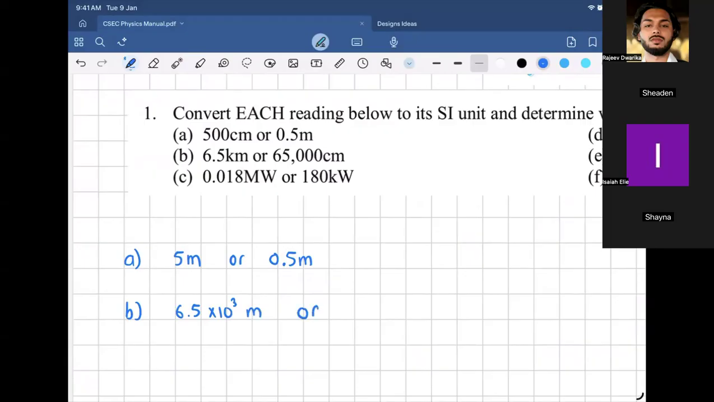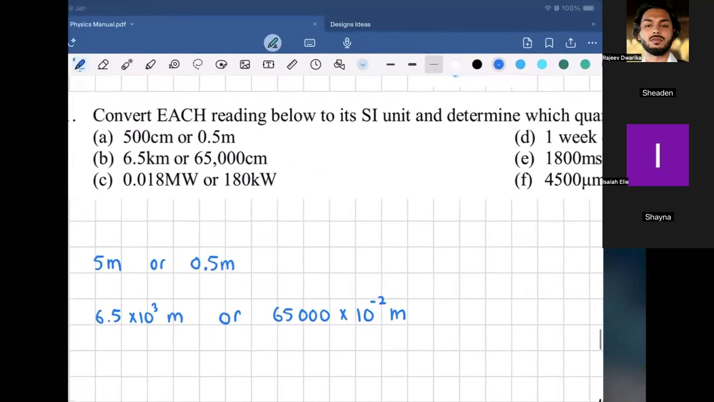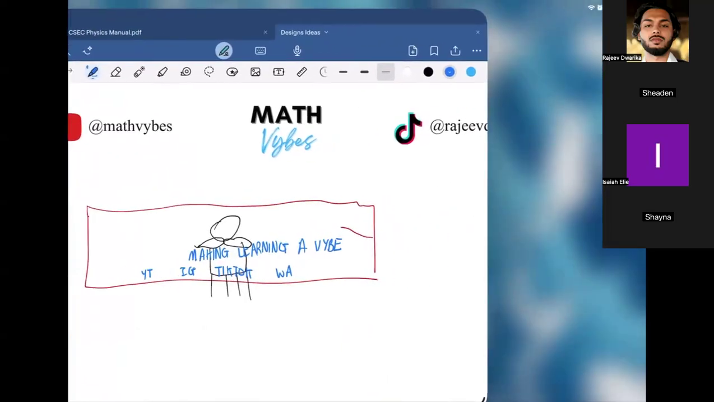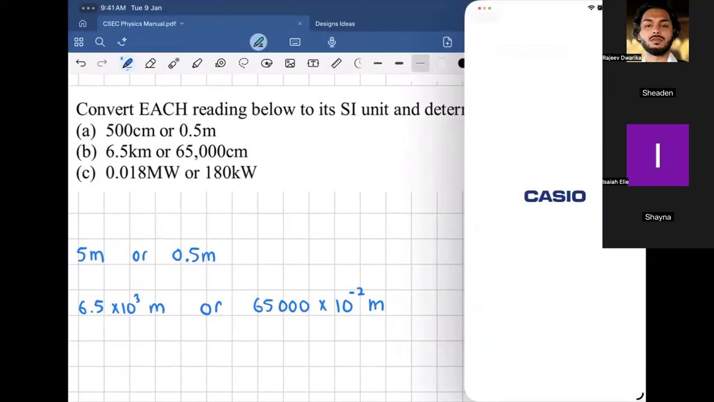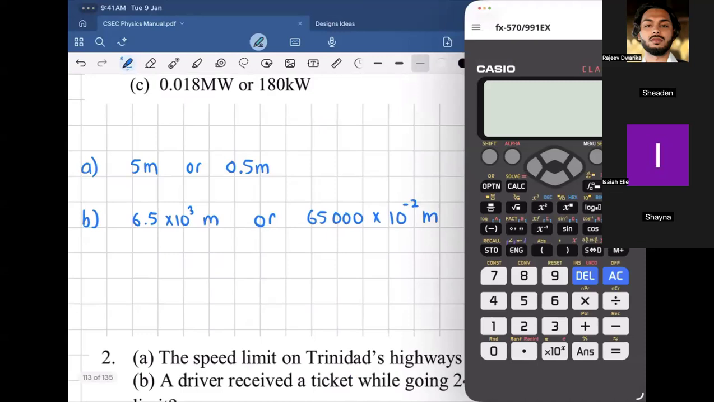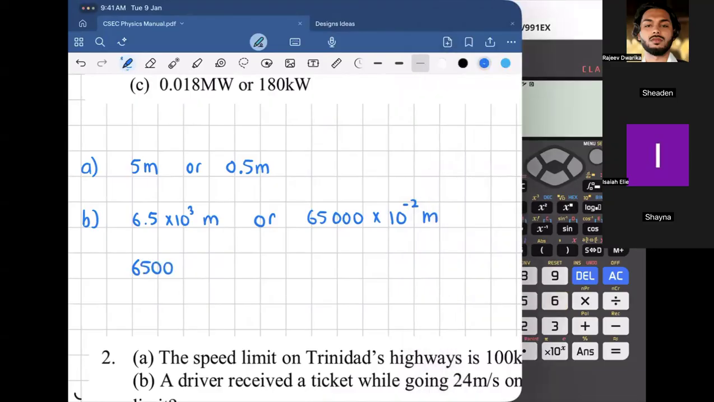And we're comparing that to 65,000 centimeters. So that would be 65,000 multiplied by 10 to what power? Per centi, minus 2, right, meters. So 6.5 by 10 to the power 3 is, let me get a calculator. 6,500 meters. And what is 65,000 by 10 to the power minus 2?